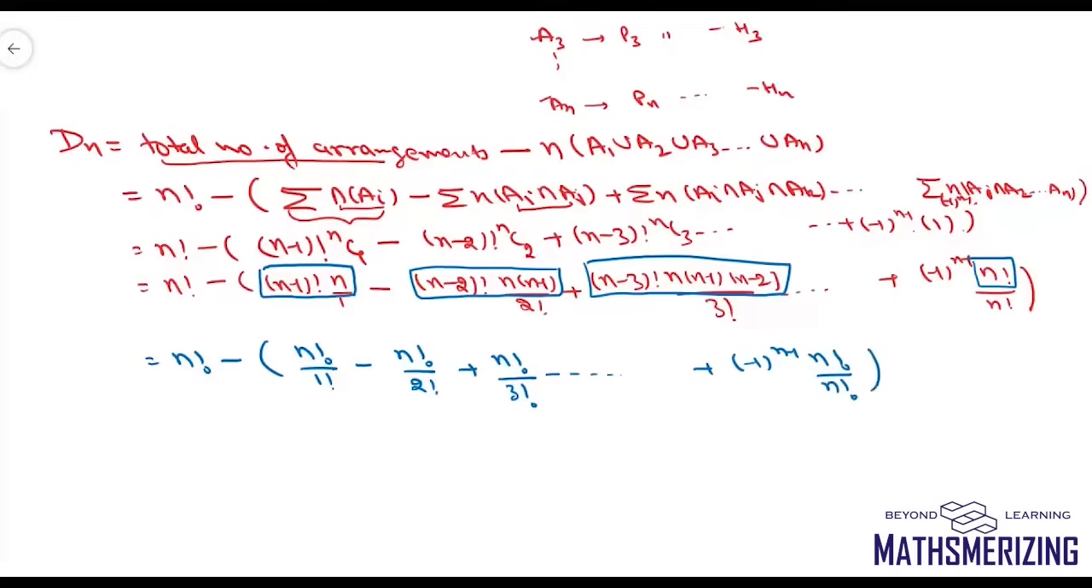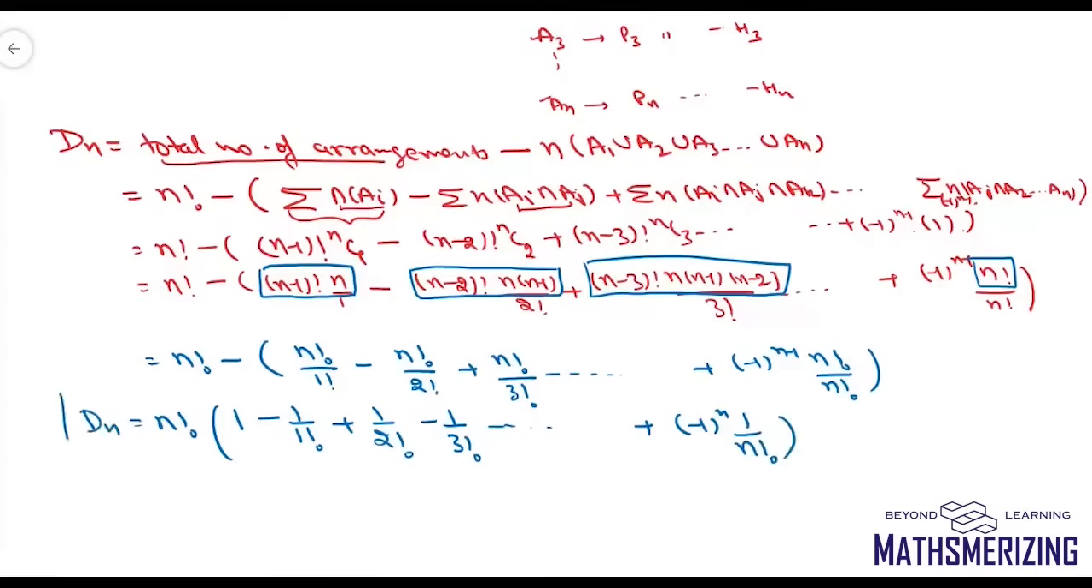So now I'll take factorial n common. If I take factorial n common, then I get 1 minus 1 upon factorial 1 plus 1 upon factorial 2 minus 1 upon factorial 3, and will continue up to minus 1 to the power n into 1 upon factorial n, and which is dn.